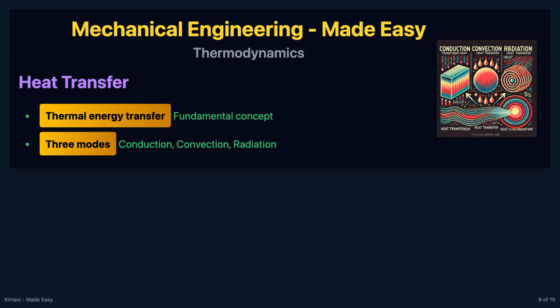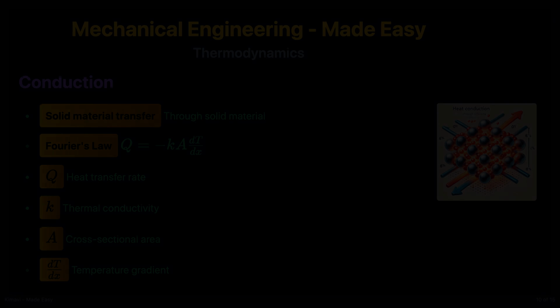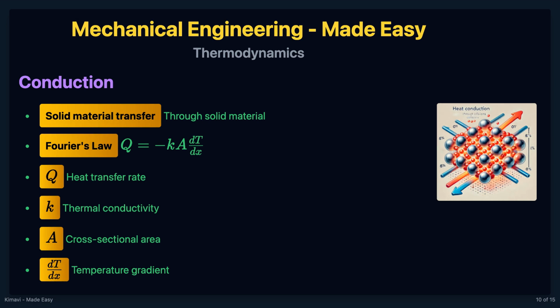Heat transfer is the process by which thermal energy moves from one object or substance to another. There are three primary modes of heat transfer: conduction, convection, and radiation. Conduction is the transfer of heat through a solid material. It occurs when molecules in a material collide with each other, transferring kinetic energy.